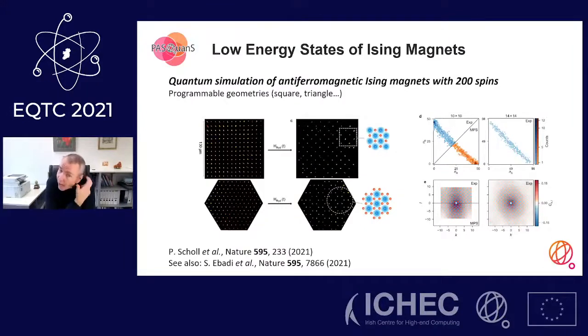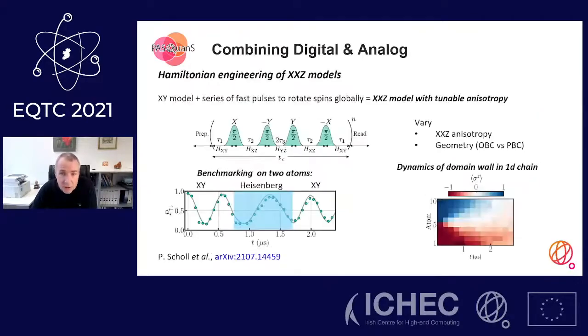This also allows us to study, for example, many-body physics, where people try to find the ground states of so-called Ising magnets. And this has already been shown to be carried out successfully with up to 200 spins in very programmable geometries, with very good agreement with theory and classical numerical simulations, showing that we can indeed find, to very good approximation, the ground states of these complex Ising models.